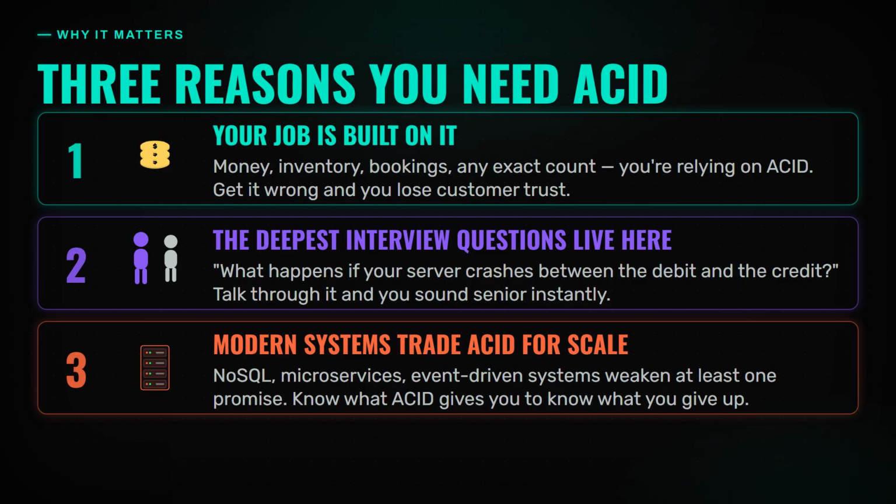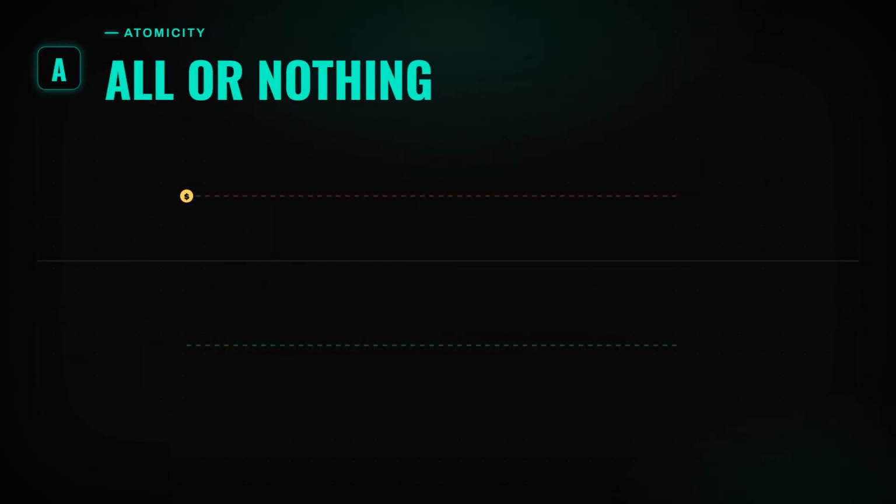Reason 3. Modern stacks trade ACID for scale. NoSQL, microservices, event-driven architecture, they all weaken at least one promise. If you don't know what ACID gives you, you can't know what you are giving up. And you can't tell when you have given up too much. We are going to walk through each letter with 2 examples that show up everywhere: a bank transfer and a ticket booking. Here's where we are going.